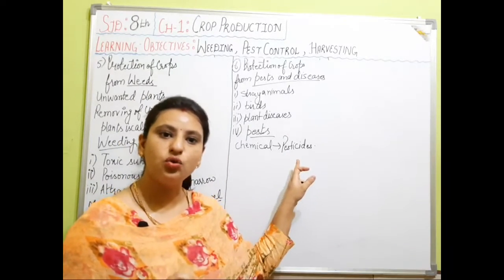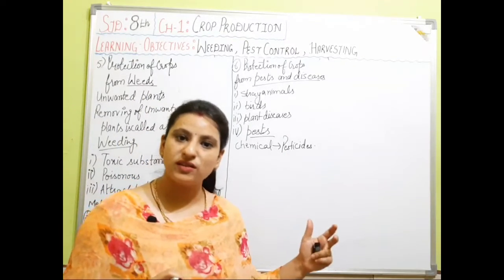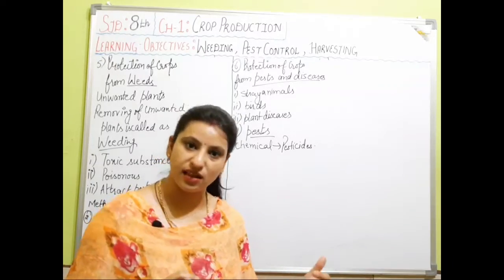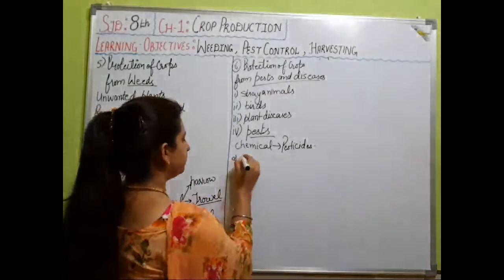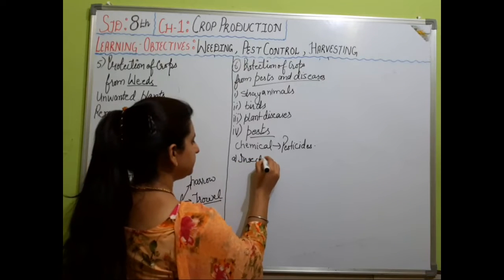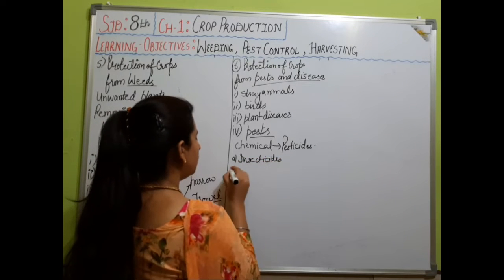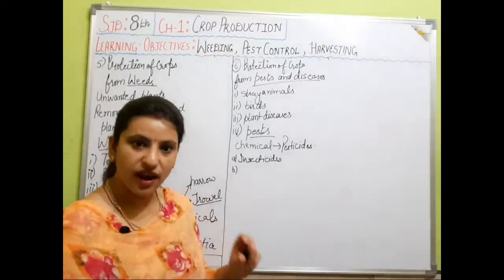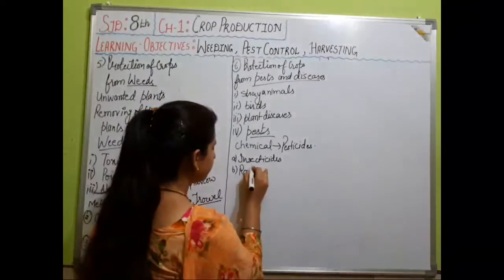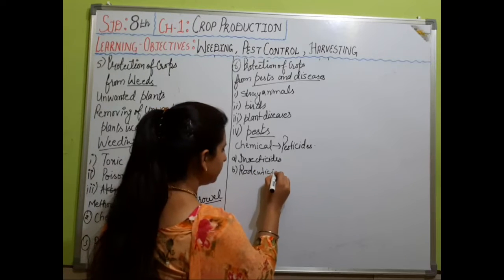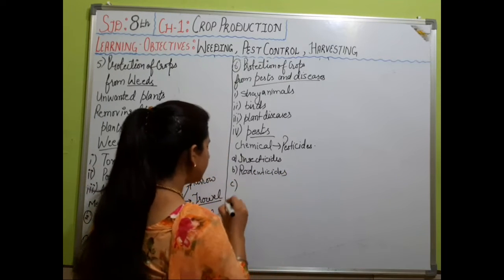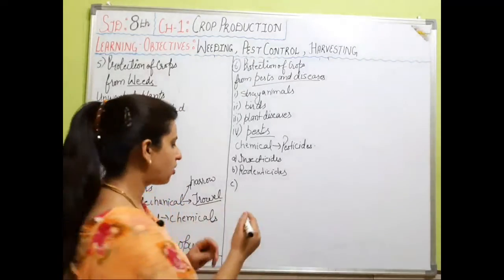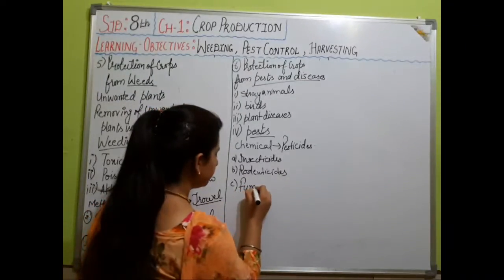Pesticides can be used in different categories. Those chemicals which are used to kill insects are called insecticides. Those chemicals which are used to kill rodents, that is rats, are called rodenticides. Those chemicals which are used to kill the fungus over the plants are called fungicides.